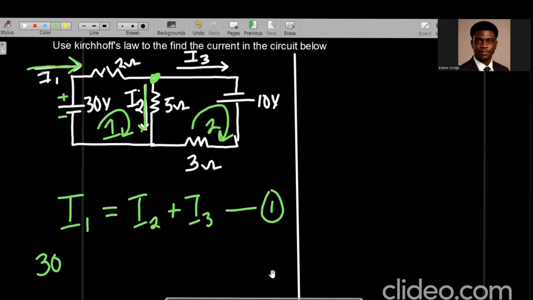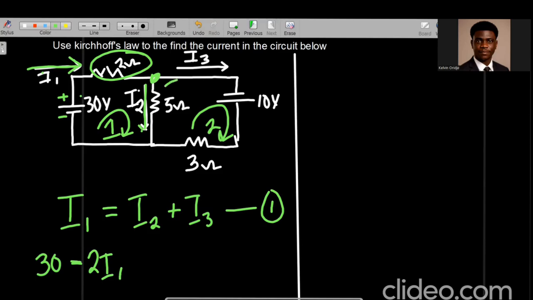Then the next component in that loop is the 2 ohm resistor. And the current of I1 is passing through the 2 ohm resistor. So this is going to be minus because the loop direction is the same direction as the current. So there's going to be a potential drop, which is negative 2I1. We go on to the next component, which is the 5 ohm resistor.